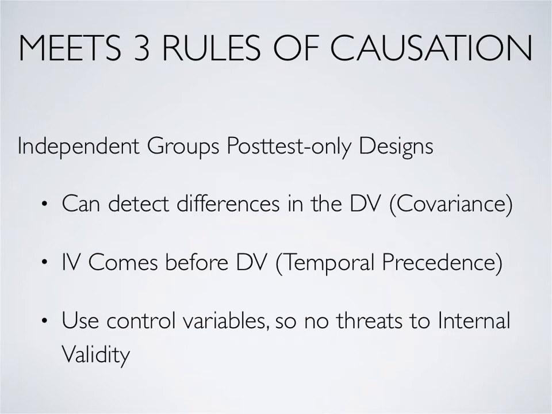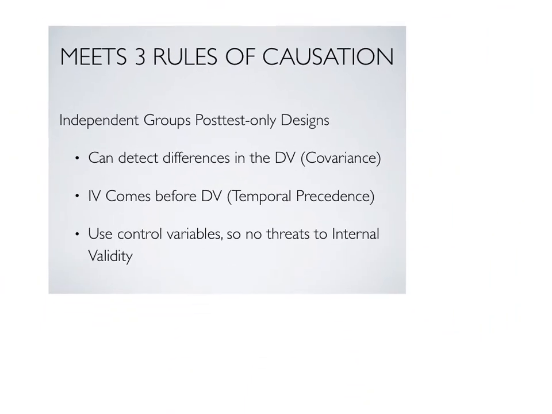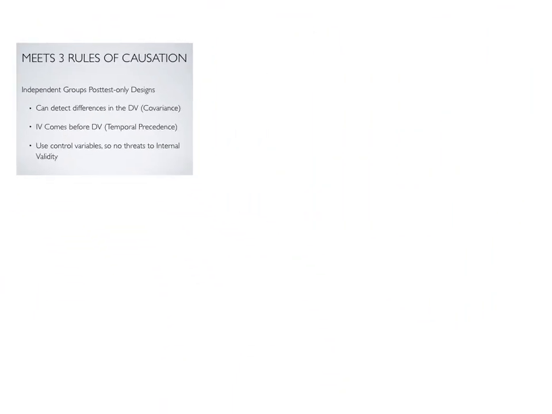Okay, so thinking of this design, consider whether we meet the 3 rules of causation. Spoiler alert, yes, we do, but let me go ahead and show you. So let me make sure I have the pen, great. So can we detect covariance, or can we detect differences in the DV using my favorite design?